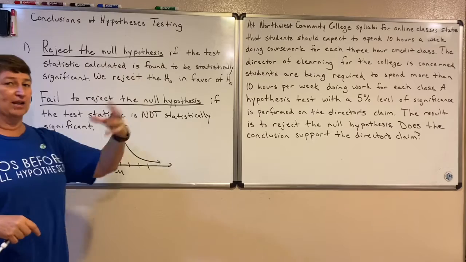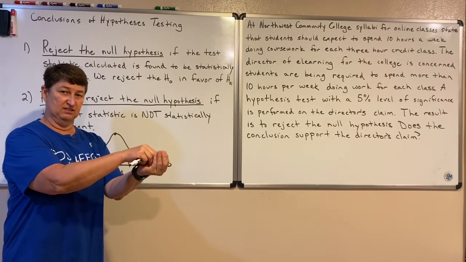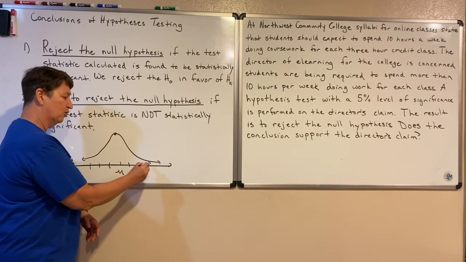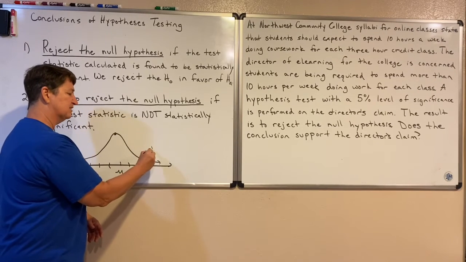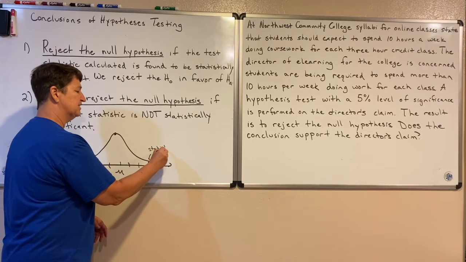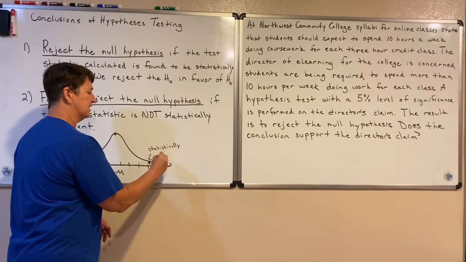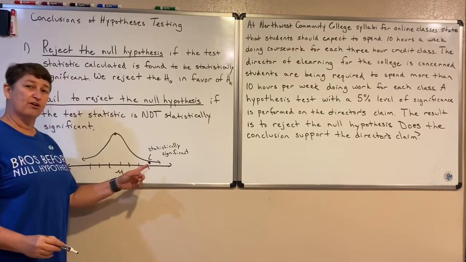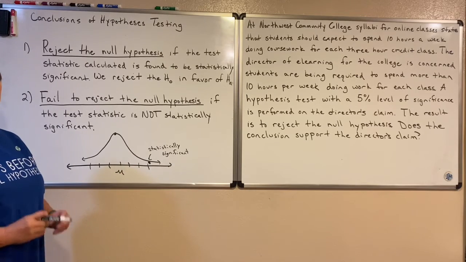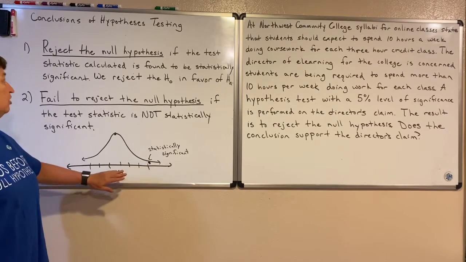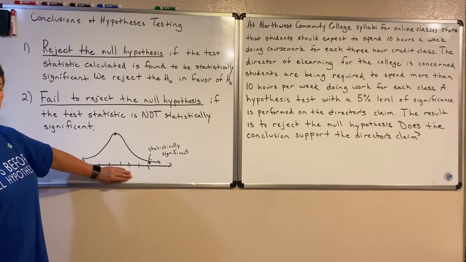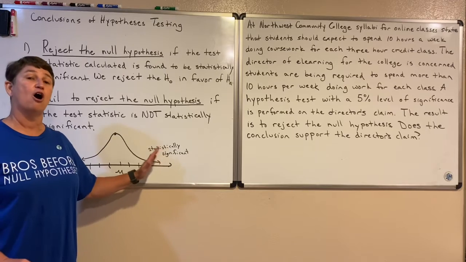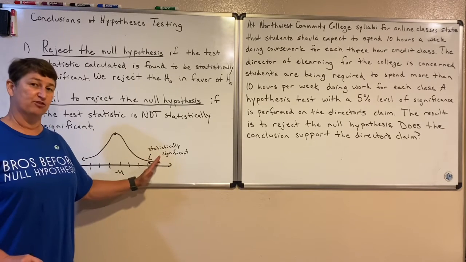But let's say I go out and I collect that test statistic and it falls way out here. Well, then I say, hey, that is statistically significant. And if it is way out there and we say it's statistically significant, then we reject the null. We say, hey, we reject you. And it gives us evidence in favor of whatever our alternative hypothesis was.